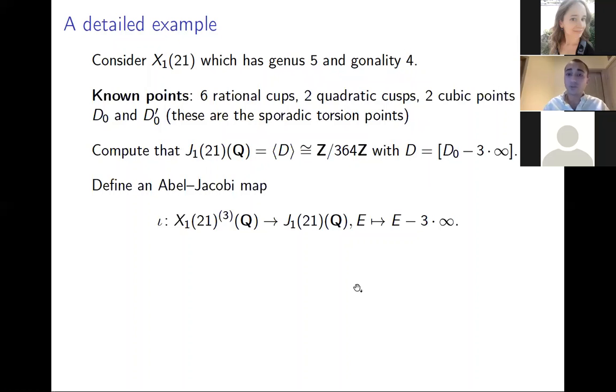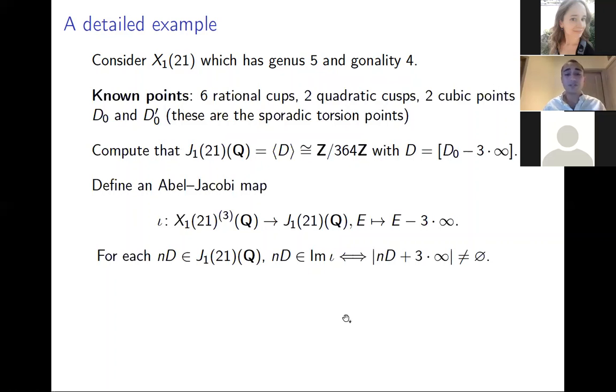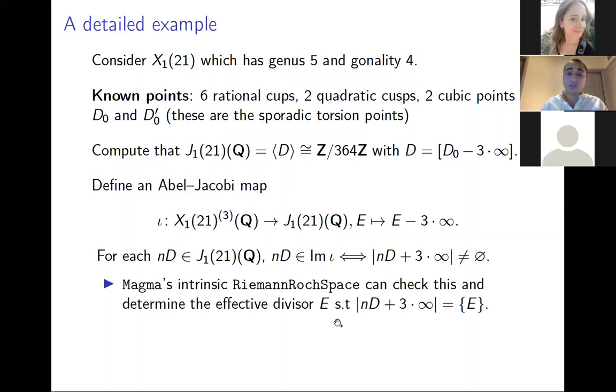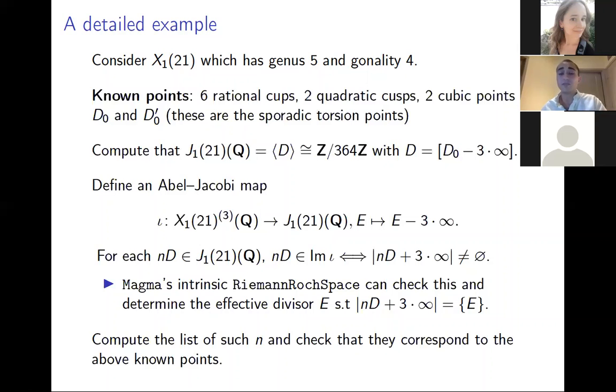And so we define an Abel-Jacobi map. We say for each multiple nD, this nD lies in the image of this Abel-Jacobi map if and only if the linear system nD plus 3 infinity is nonempty. And because the curve is not trigonal, if it's not empty, then there's some effective divisor which it's actually equal to. Using Magma's intrinsic Riemann-Roch space, we can check and determine what this effective divisor is. And so we go through all of the multiples and compute the complete list of n for which nD is in the image. And we check that for all the values of n that we're getting, these correspond to combinations of the known cusps that we have. And so this provably determines all of the rational points on the symmetric cube of X1 of 21.